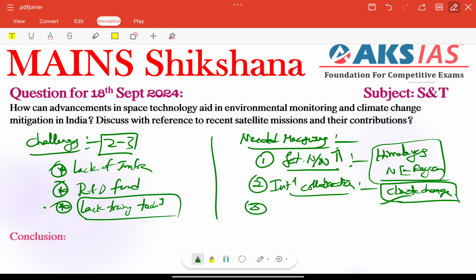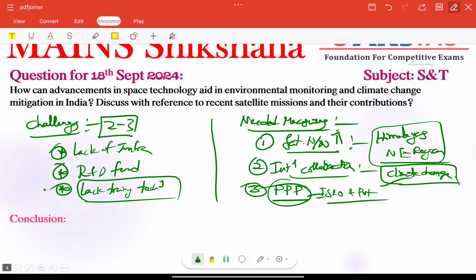So the third important thing is we need to increase our funds by following the usual PPP model, public private partnership, to encourage partnership between ISRO and private firms. We need to accelerate innovation in satellite technology and environmental applications by using the PPP model. These are the important measures needed.